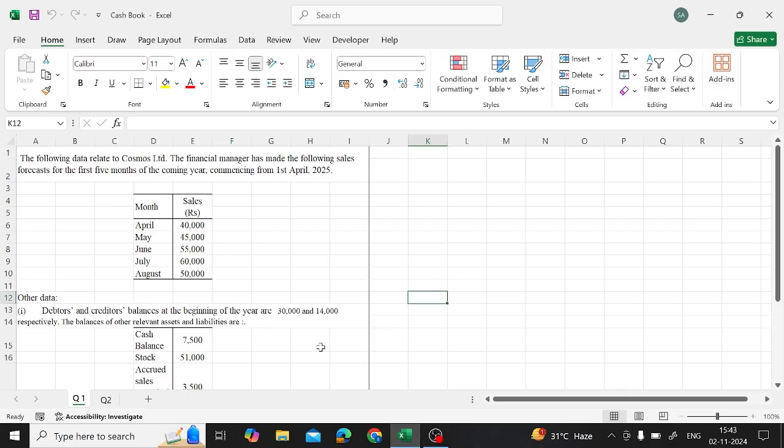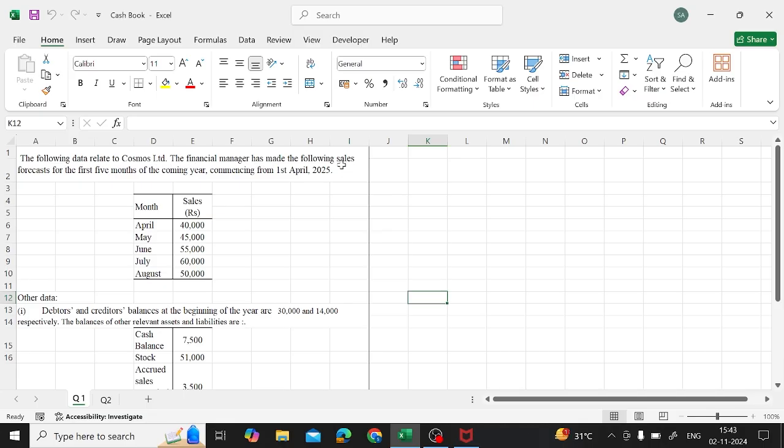Hello students. Today we will start the cash budget. I'm doing two questions related to the cash budget. First is question number 7, which we did in our class. The question is: the following data relate to Cosmos Limited.